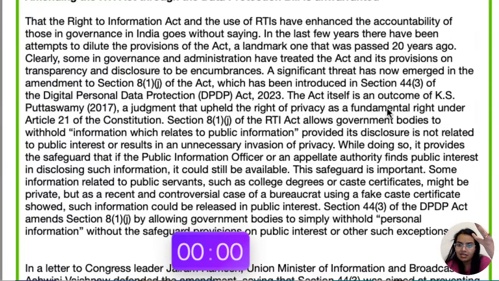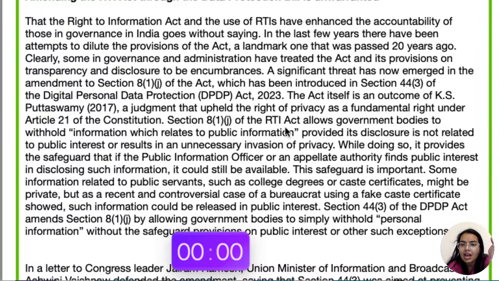So there were some changes. किसके through changes हुआ? Now the act itself जो था, it was a result, it was like a judgment जो कि करा गया था that upheld the right of privacy as a fundamental right under the Article 21 of the Constitution. So this was something that was done under the act.